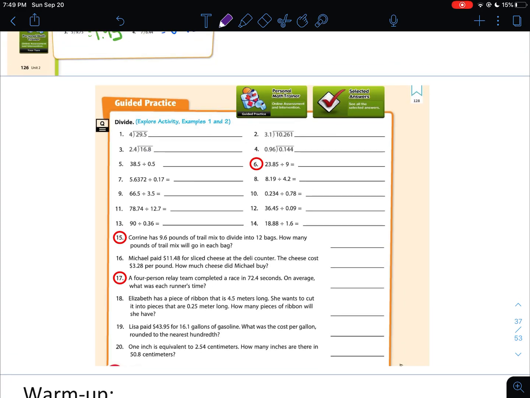So for practice today, you only have 3 problems. So on page 128 in your textbook, you're doing 6, 15, and 17. That's it. The answer key is on Google Classroom for you to check when you are finished. After that, don't forget to do your homework or your formative for homework.